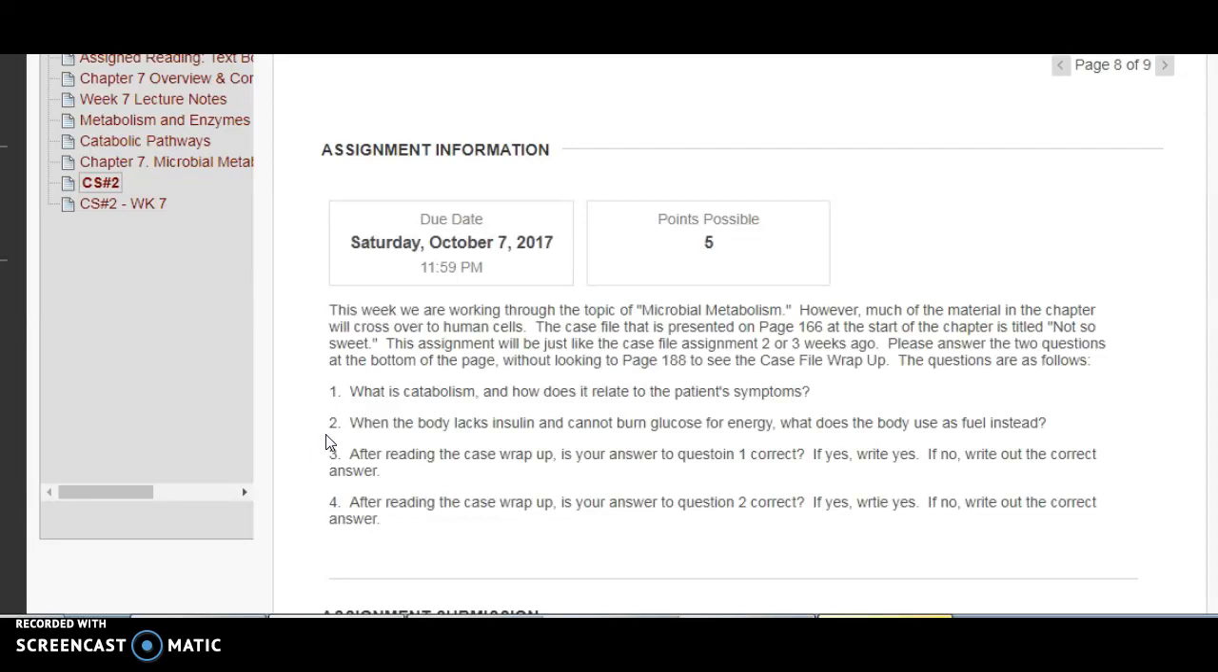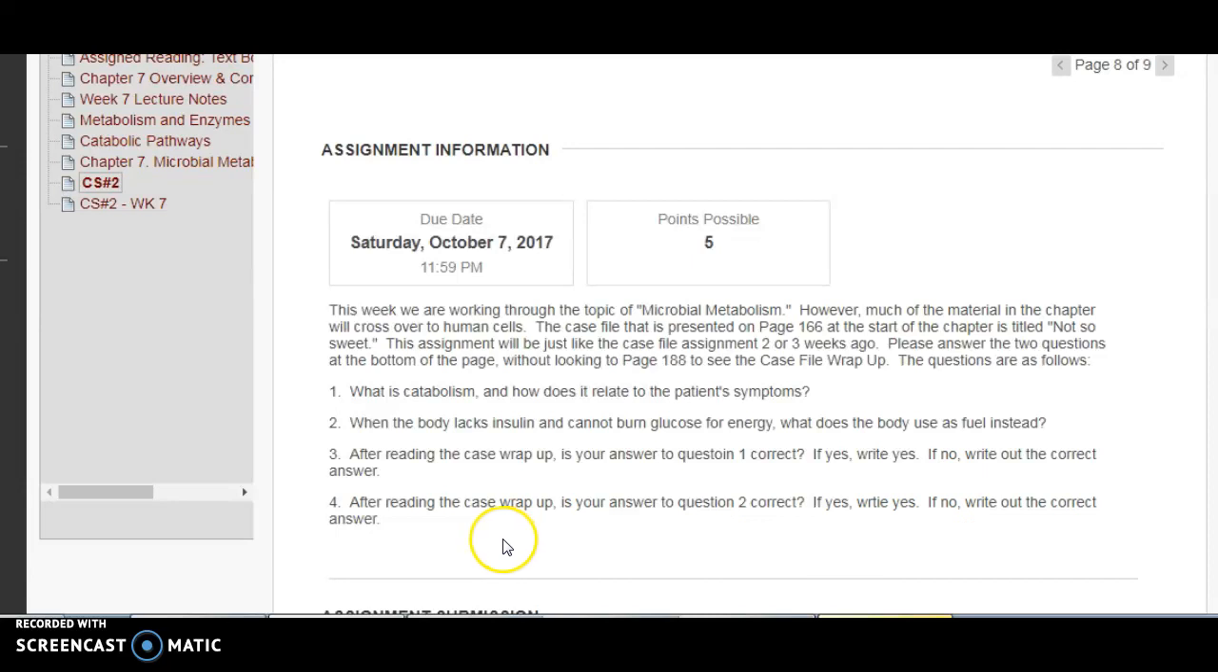Then flip to the back of your chapter, page 188, to see the case file wrap-up, where it will give you the answers to questions 1 and 2. And then question 3, after reading the case wrap-up, is your answer to question 1 correct? If it's yes, then just write yes. If you answered incorrectly, fine. You know, you're not going to have points deducted.